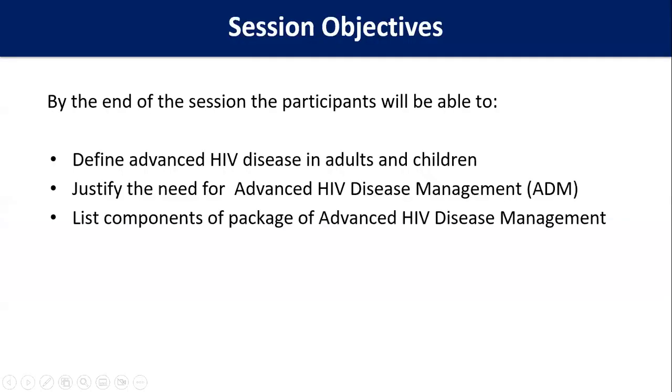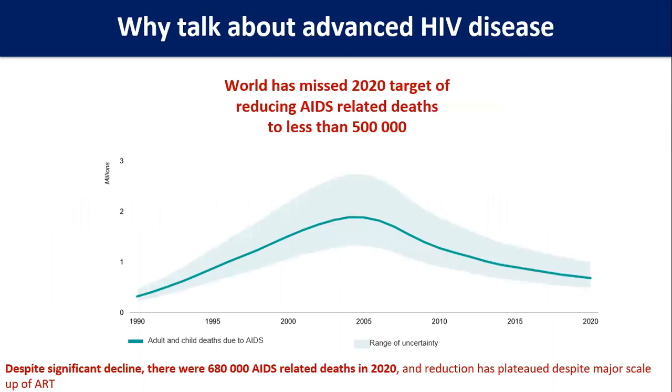The objectives of the session are that we will be able to define what is advanced HIV disease in adults and children, justify the need for advanced HIV disease management, and know the components of packages of advanced HIV disease management. Now, the first question is why we are talking about advanced HIV disease management.